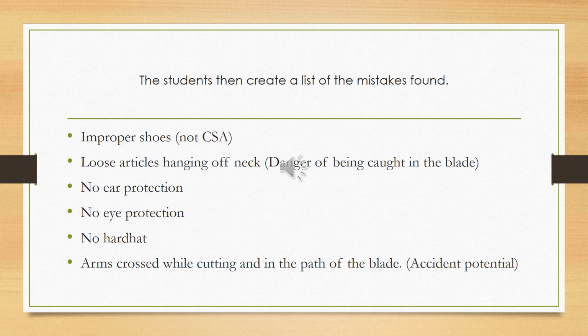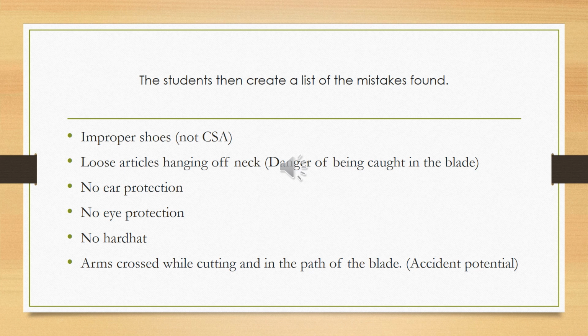The students then made a list of the mistakes found. One was improper shoes, loose articles hanging off the neck, no ear protection, no eye protection, no hard hat, and arms crossed while cutting and in the path of the blade. When I showed the students this, most of them caught all the obvious ones right away.